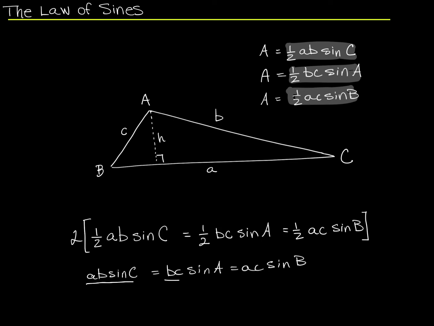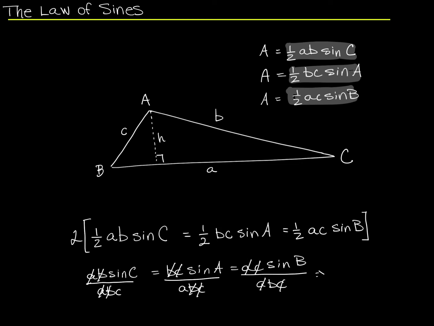Now I'm going to take all three parts of my equation and divide by A, B, and C. In the case of the first expression, the A and the B cancel. In the case of the second expression, the B and the C cancel. And in the third one, A and C cancel.